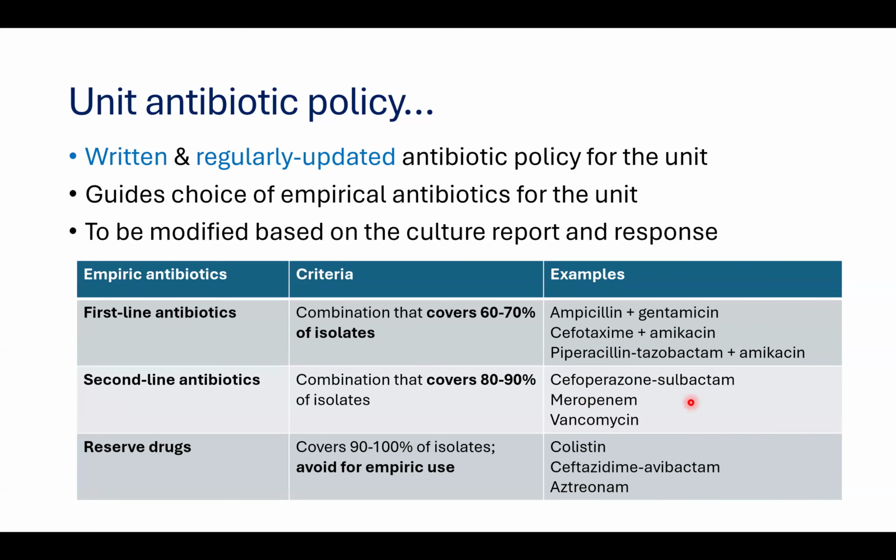So the example could be you could upgrade to cefoperazone sulbactam, which is Magnex, meropenem, or vancomycin. And then there are reserve drugs which are similar to the WHO reserve that we saw. They would likely cover 90 to 100% of cases, but it should be avoided for empirical use and should preferably only be reserved for cases when the organism has grown, which is not sensitive to first and second line antibiotics. So the examples include colistin, ceftazidime, avibactam, or astrolin.